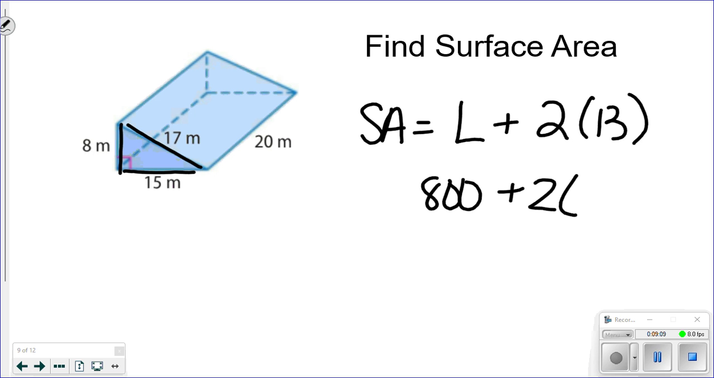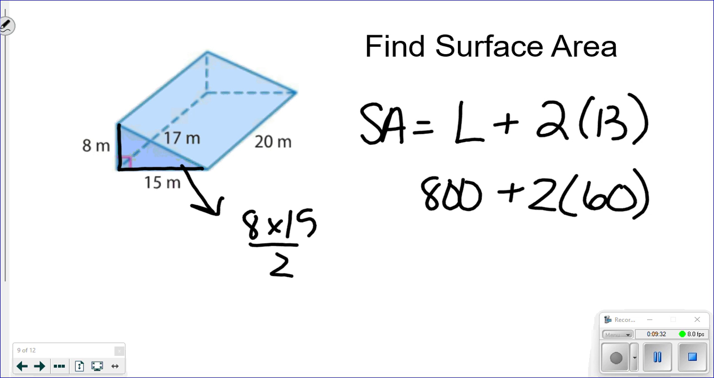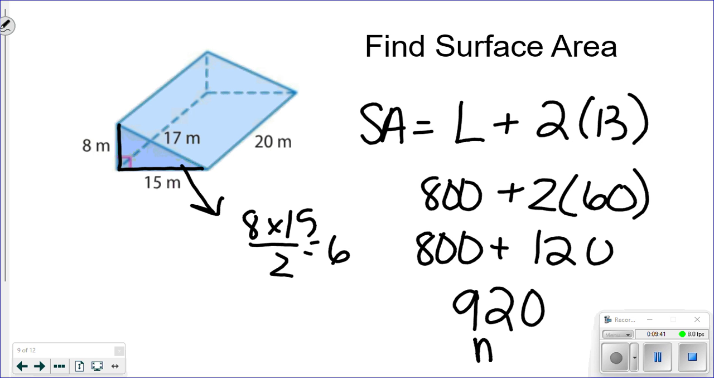Well, look, my base is a triangle. So to find the area of this triangle, I'm going to use the height and the base of it. So it'll be 8 times 15 divided by 2, which is 60. So 60 is going to go in here because that's the area of the triangle. Now I'm going to finish it out. I should get 920 meters squared. So here's the thing. If you're going to find surface area, you have to find the lateral area anyway, and then you have to work with the bases. Let's do one more.